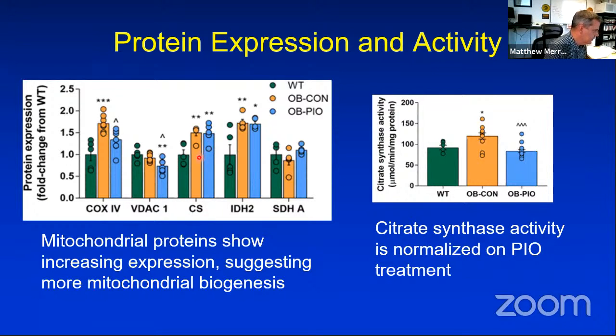Now that's not really a mitochondrial protein, that's an outer membrane protein. So what we're seeing here is that if you look at citrate synthase, IDH2, a lot of the proteins that are in the middle of the TCA cycle that we know are mitochondrial in nature are increased and don't really go back down on PO treatment. So this is suggesting that not only is there a change in energy handling, but there's a change in mitochondrial biogenesis.